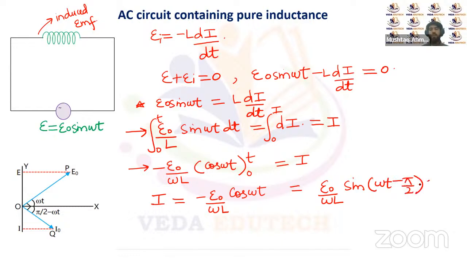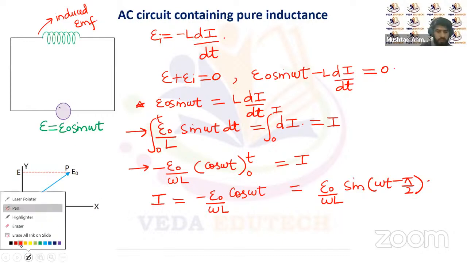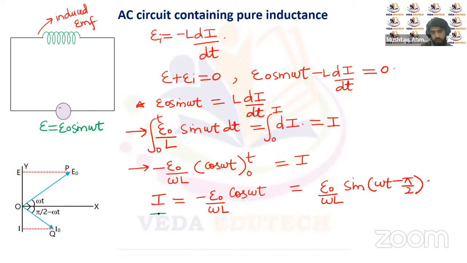We can write the value of current as E naught upon omega L sine of omega t minus pi by 2. So this will be the current through the inductor. So the value of I comes out to be equal to E naught upon omega L sine of omega t minus pi by 2. So this is the value of the current through this inductor.